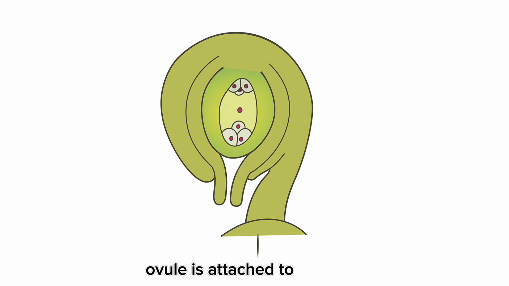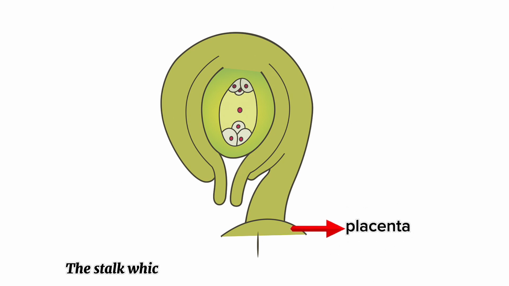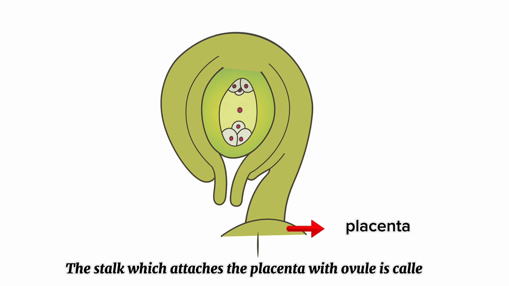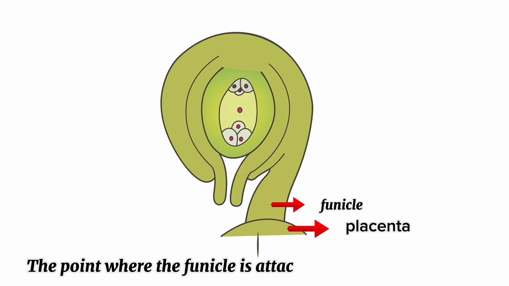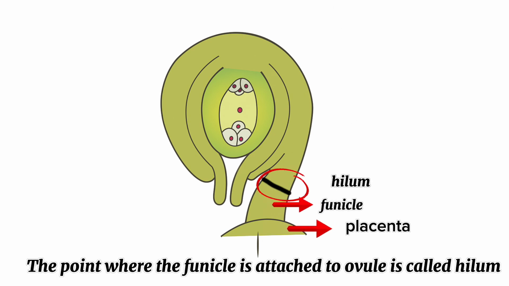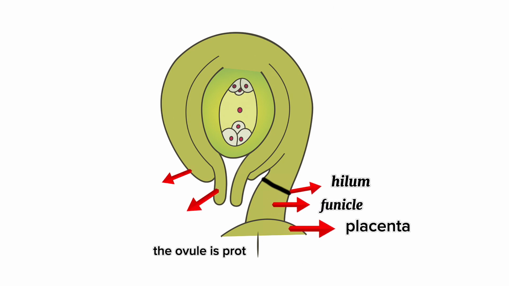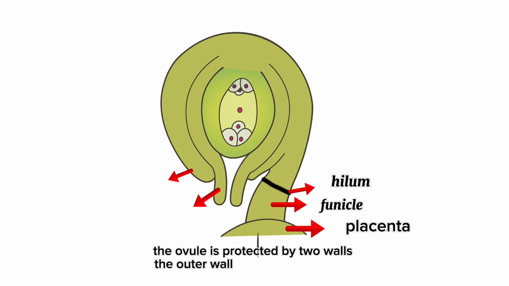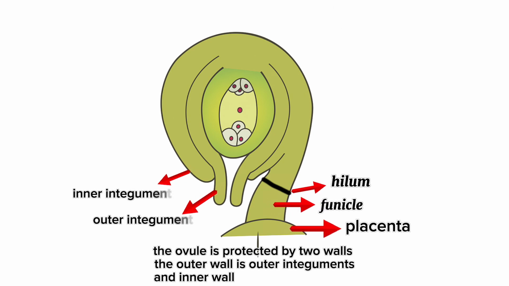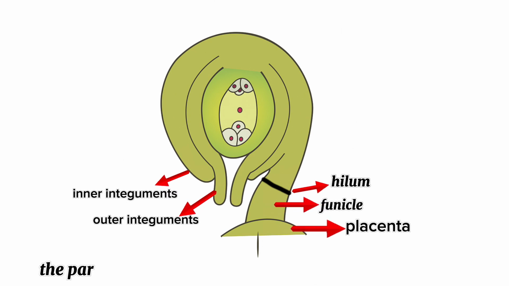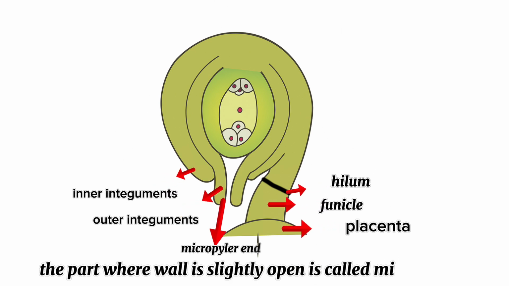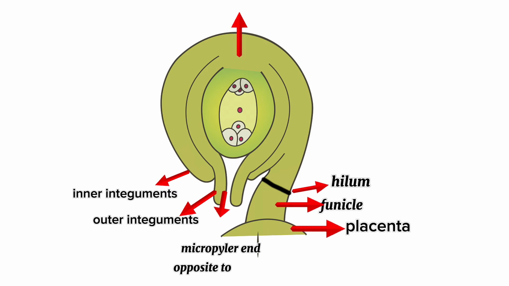Ovule is attached to the placenta. The stalk which attaches the placenta with the ovule is called funicle. The point where the funicle is attached to the ovule is called hilum. The ovule is protected by 2 walls. The outer wall is the outer integuments, and the inner wall is the inner integuments. The part where the wall is slightly open is called the micropylar end. Opposite to that is the chalazial end.